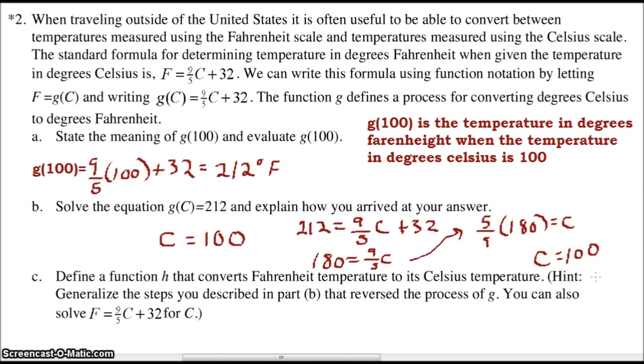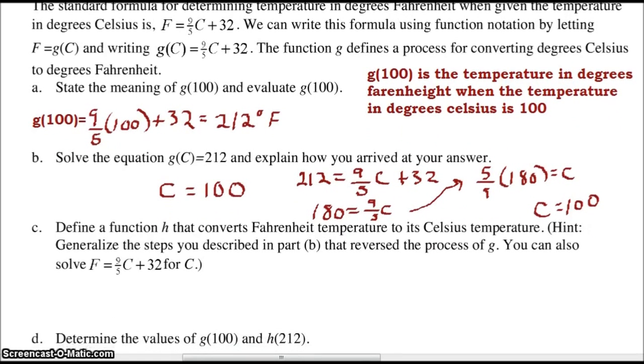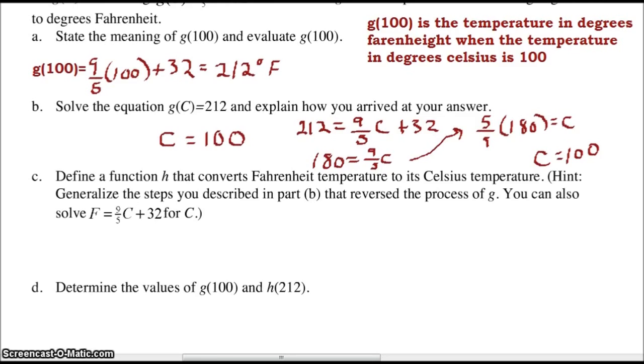Part C, define a function h that converts Fahrenheit temperature to its Celsius temperature. Hint, generalize the steps you described in part B that reversed the process of g. You can also solve F equals 9/5 c plus 32 for c.